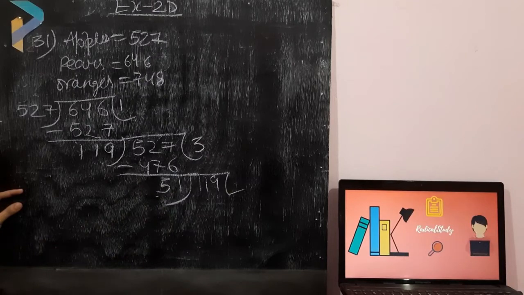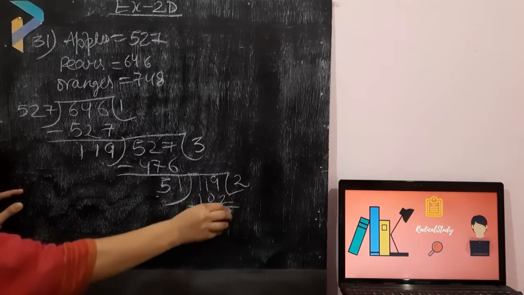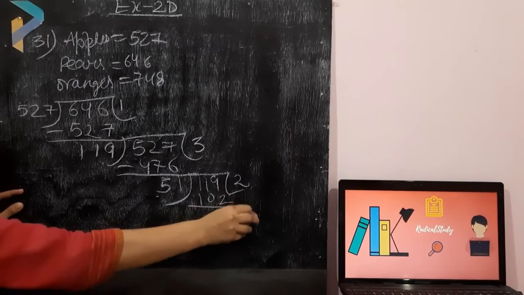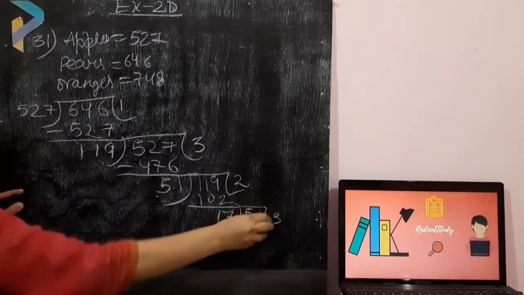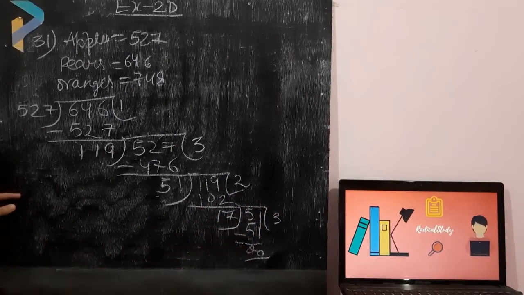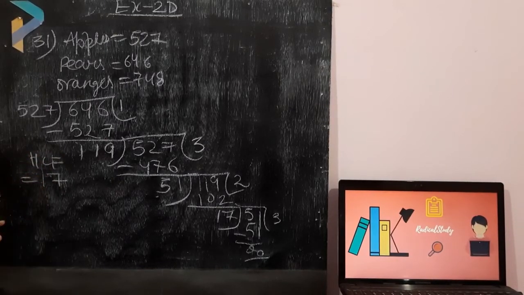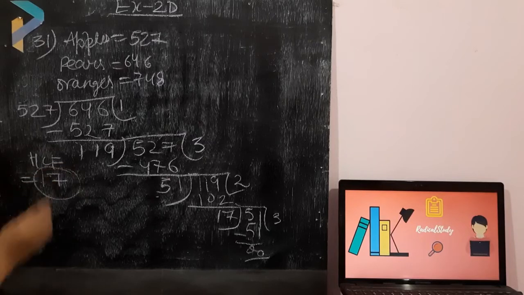Now 51 2s are 102. So what we got over here? 17. Now 17 3s are 51. Now what we have got over here at the end? We have got 0 as the remainder. So now how many fruits will be kept, and the maximum number of fruits that can be kept in the box are 17, because the HCF is 17. So 17 fruits together can be placed in one box, and this is the maximum number.